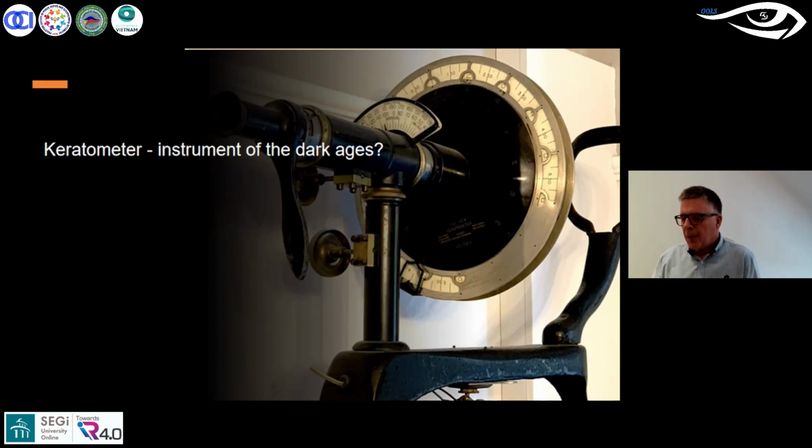Now, this really was the Dark Ages, and Kepler was a good scientist, but he honestly believed that accommodation, the change of the power of the eye, was due to corneal changes rather than a lenticular change. And it was a British scientist called Ramsden who in 1796 developed the very first workable keratometer. And what he did is he proved that accommodation was not due to corneal change.